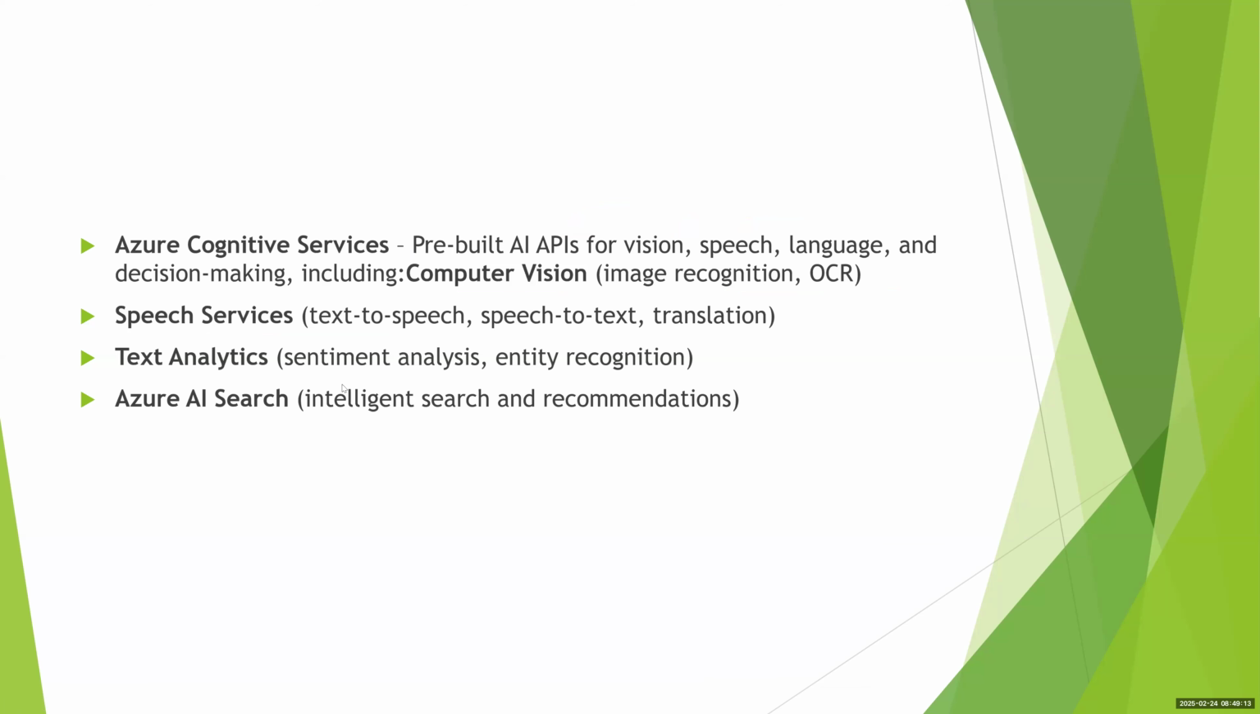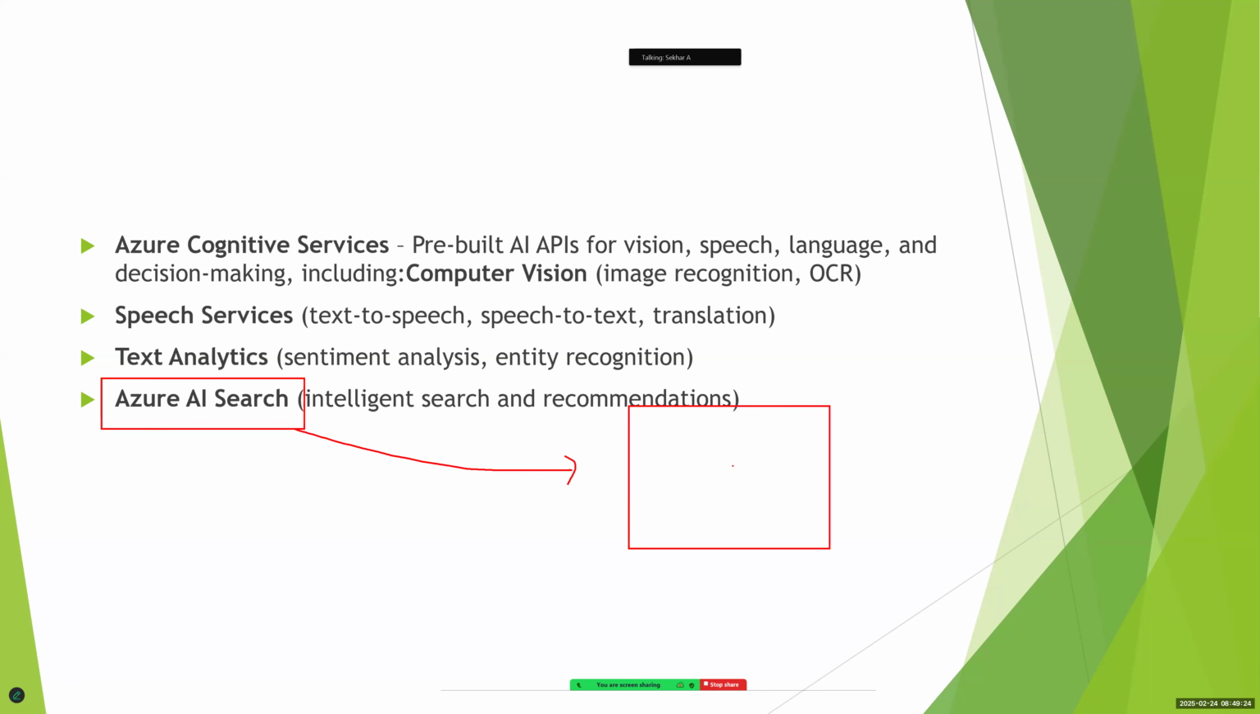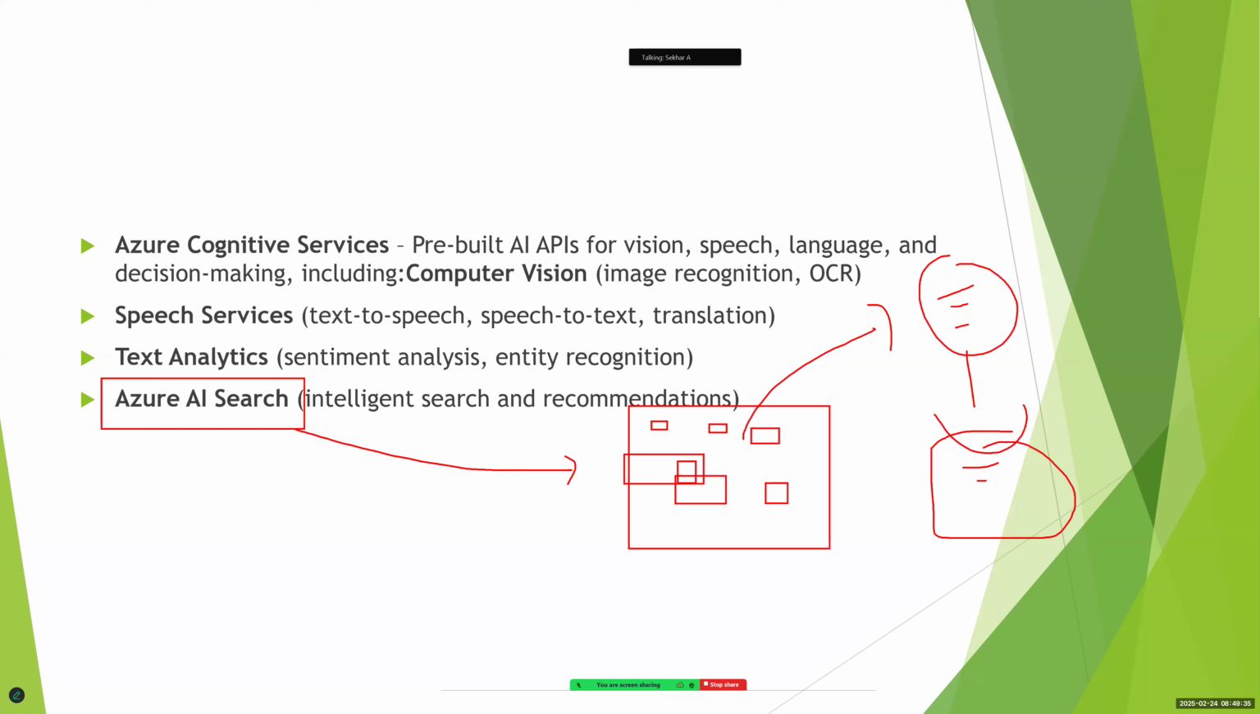Text analysis, sentiment analysis, entity recognition, and Azure AI Search. This is a beautiful feature. Assume you are in retail. If you land in any city and you are looking for the nearest hotels with good ratings, when you deploy AI Search on your existing data and search, it will display the relevant data as you are expecting.